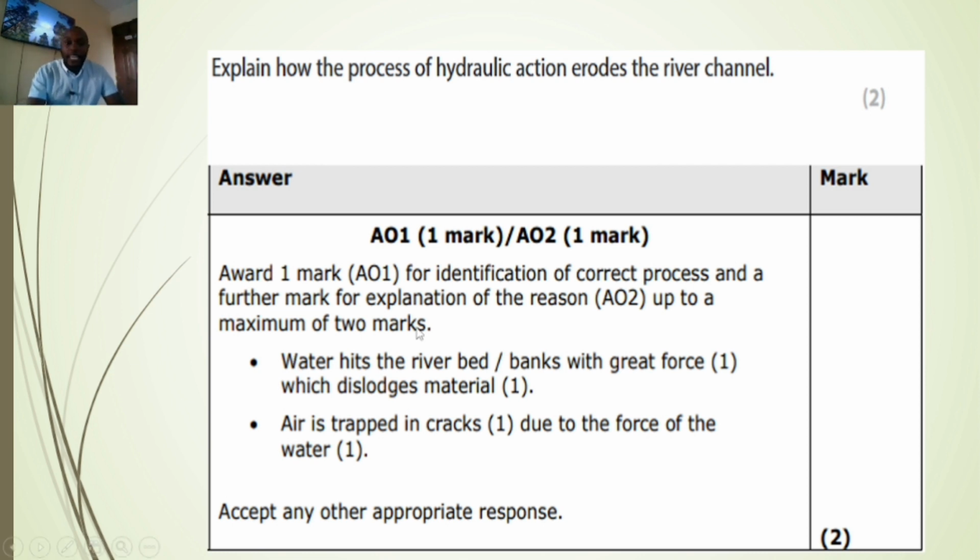So water hits the riverbed or banks with great force. That's the first point. Remember, you're told to explain. When you're told to explain in any question, please take the explanation into consideration. Make sure you explain it. Don't just state and leave it there. So water hits the riverbed or banks with great force, 1 point. Then which dislodges the material, or breaks the material, or any word that you can use, but make sure at least you give that full explanation. Then air is trapped in cracks due to the force of the water, such like.